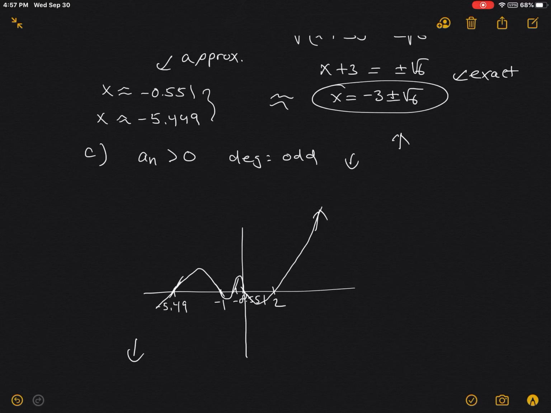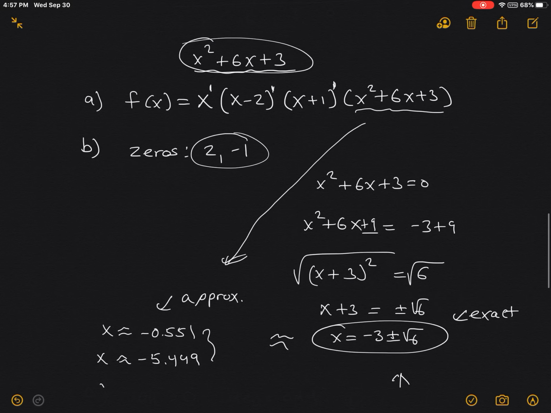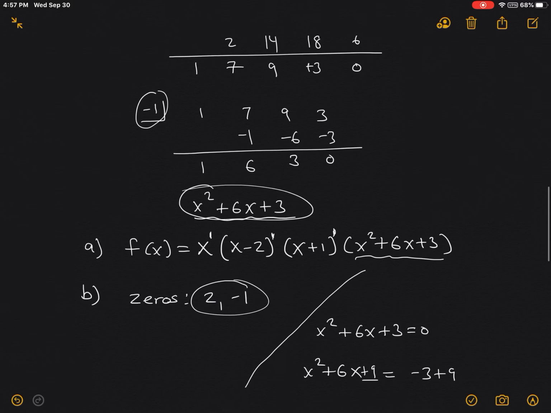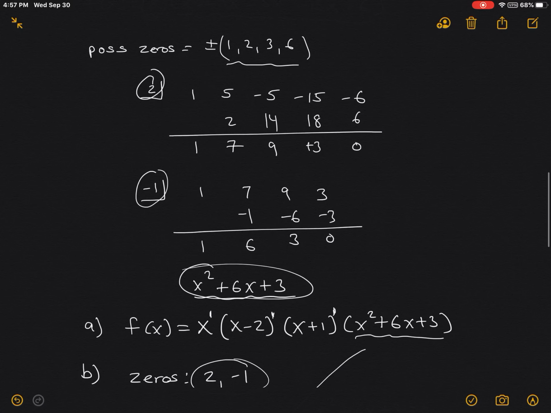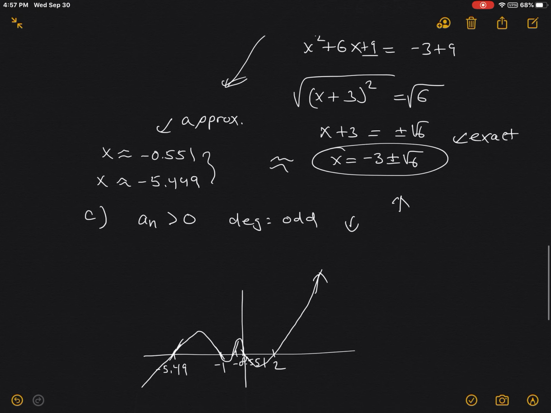Roughly, this is what your graph's going to look like. I know it gets really, really messy, but it's a good review on putting everything that we've learned together: finding all the zeros by using the rational root theorem, factoring completely, and also sketching it here at the end.